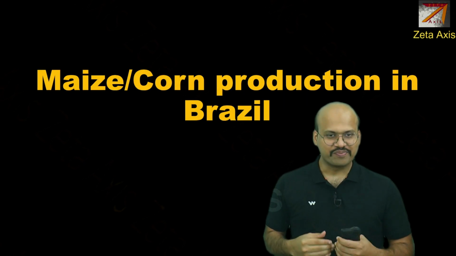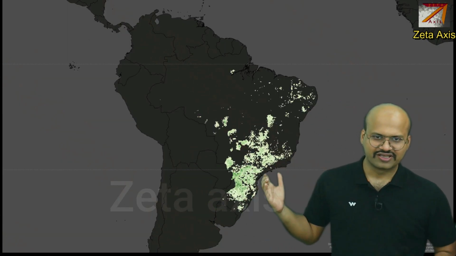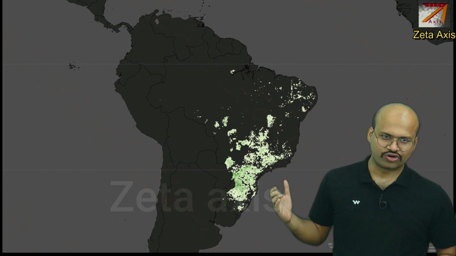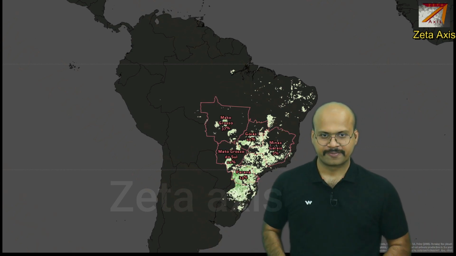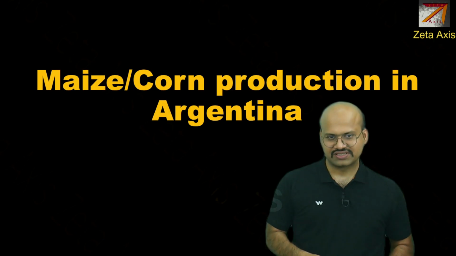Now let's see the maize producing region of Brazil. Here we can again see that most of the eastern coastal states of Brazil produce maize. And these are the important states which produce maize in Brazil.